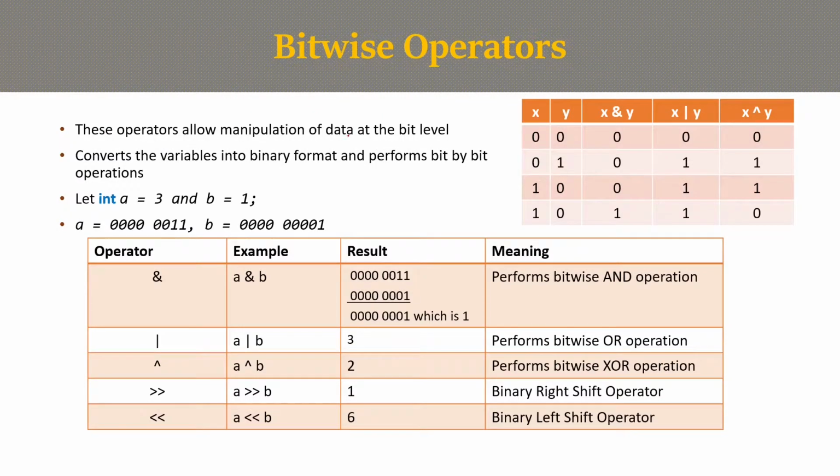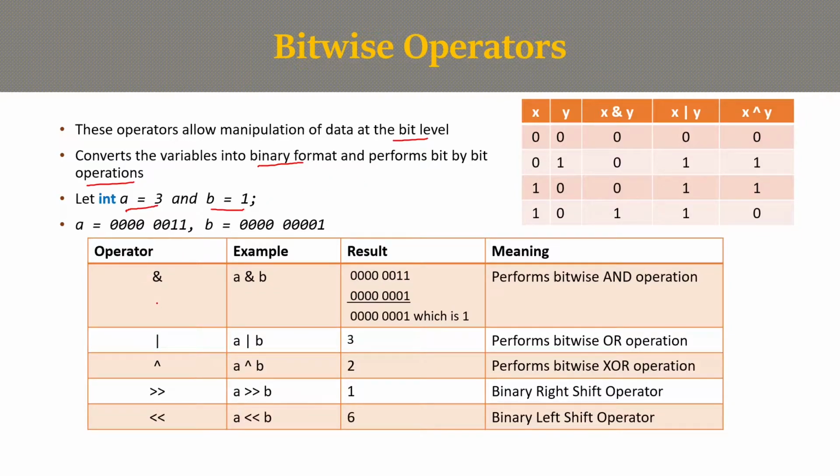Now moving on to the bitwise operators. These operators allow manipulation of data at the bit level. They convert the variables into binary format and perform bit by bit operations. Here I have declared two variables, a equals 3 and b equals 1. Now what are these bitwise operators? Before going into this example, we need to first know what these bitwise operators are.